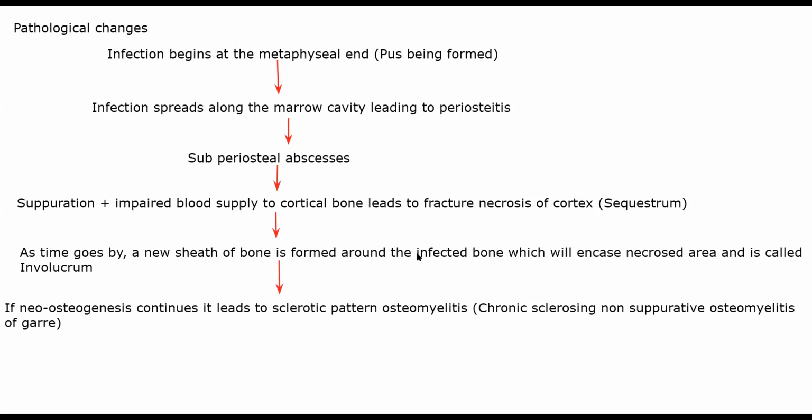So those are the pathological changes of pyogenic osteomyelitis. Now coming to complications, what can happen with osteomyelitis? Osteomyelitis may result in other complications. One, it can lead to spreading of infection to the blood.